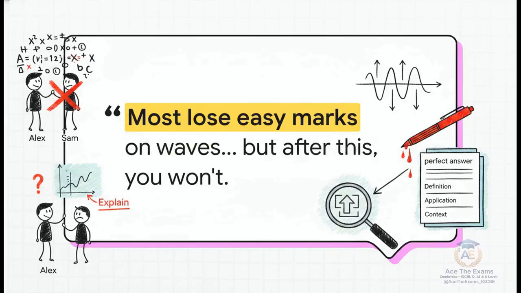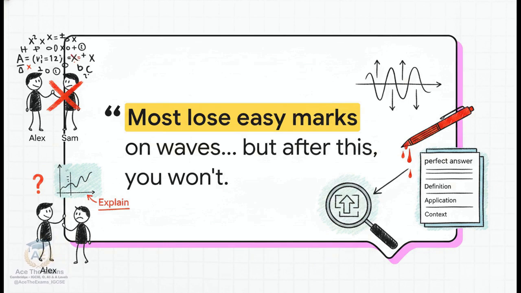Now, take a look at this quote on the screen. This validates exactly why we are analyzing these principal examiner reports today. Every single year, thousands upon thousands of students walk into their physics exams feeling totally confident about progressive waves. They've spent hours memorizing the formulas, they know the definitions back to front. But then, when the results come out, they are completely stunned. They've lost so many easy marks.